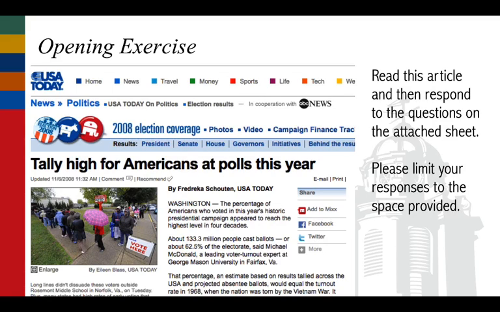Don't feel like you need to write a lot in those spaces. Just get your reaction to those prompts down. We're going to take maybe 15 minutes or so for you to read this and respond to it. So let me hand it out.